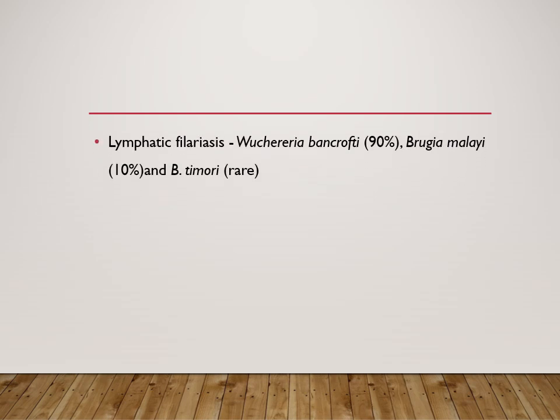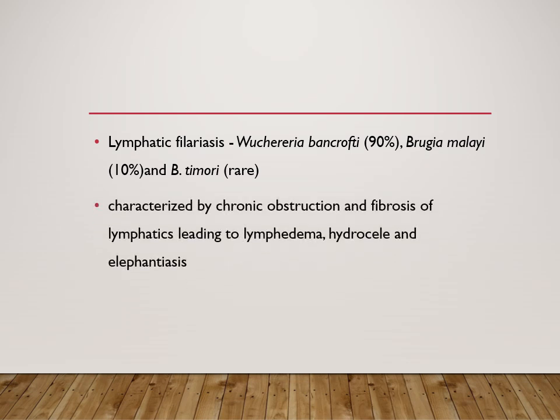So in lymphatic filariasis, 90% of cases are Bancrofti, 10% of cases are Brugia malayi, and Timori is very rare. It is characterized by chronic obstruction. I have already told you that when the parasite is present in your body for a long time, it will cause chronic obstruction and fibrosis, which can lead to various complications like elephantiasis, lymphedema, and hydrocele.